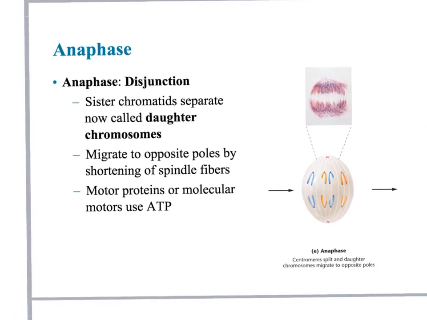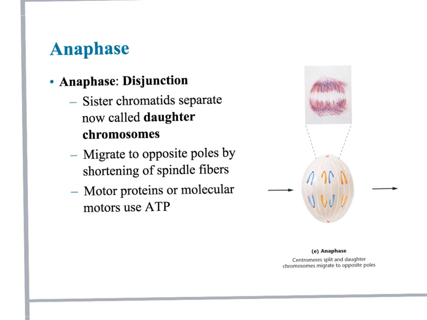And then anaphase is the disjunction. That's when they are officially pulled apart. The sister chromatids separate into daughter chromosomes, and the daughter chromosomes migrate to the opposite poles by shortening of the spindle fibers.